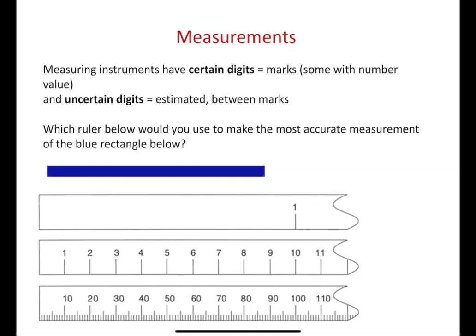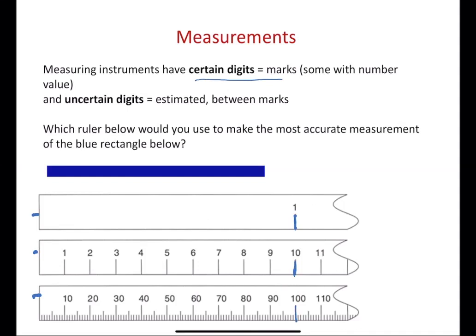marks on them. So on this slide, you can see some examples down below of rulers. The top one has a single mark on it, just one mark with a number 1. When you have a mark with a number next to it, or even marks without numbers next to it, like on this lower ruler, those are called certain digits. You are certain of the number value represented by this mark, this is 1, or by this mark, this is 10, or this mark, this is 100.